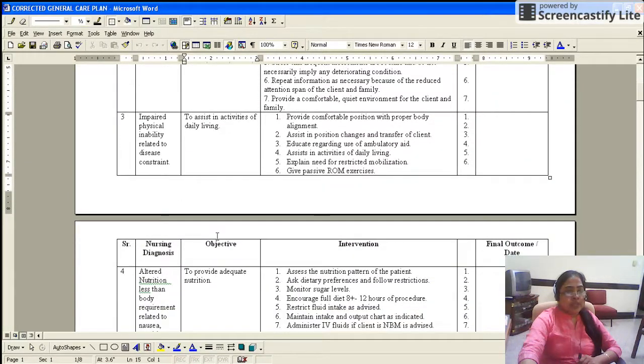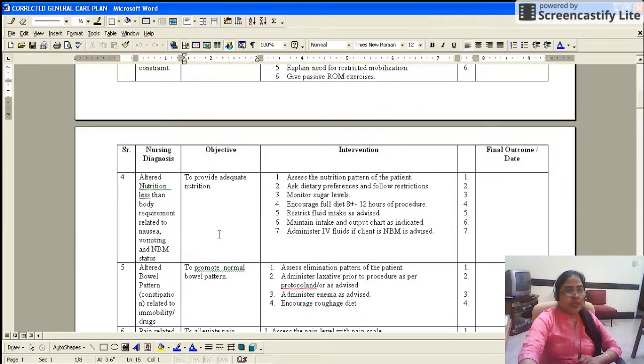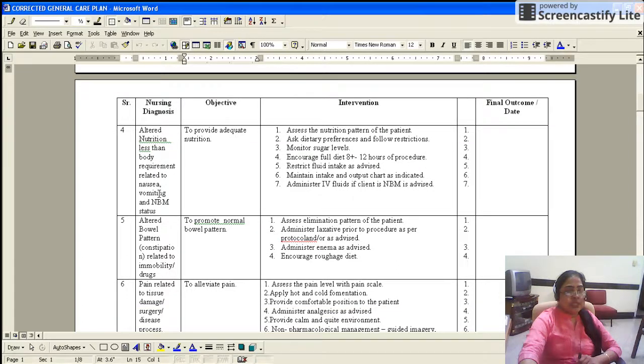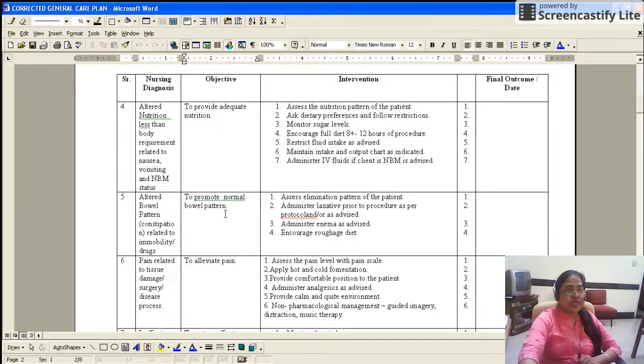D is the diagnosis part. I am going to talk about the diagnosis part. I'm not going to talk about the medical diagnosis. Nursing diagnosis is something very different and special. P stands for planning.